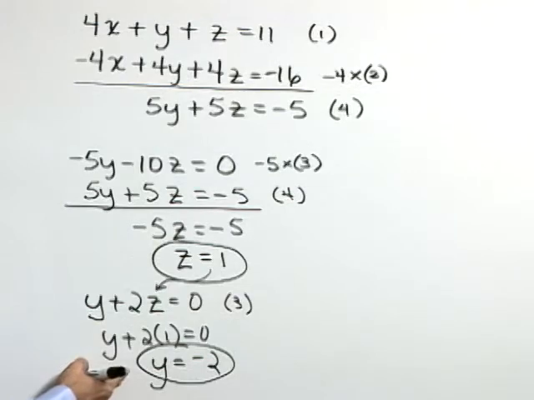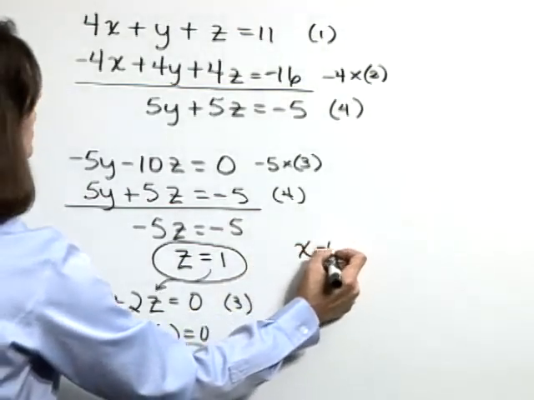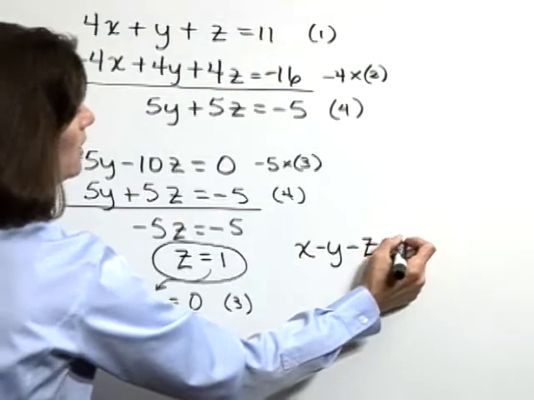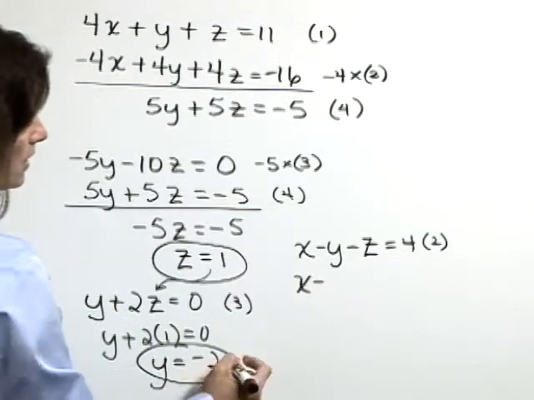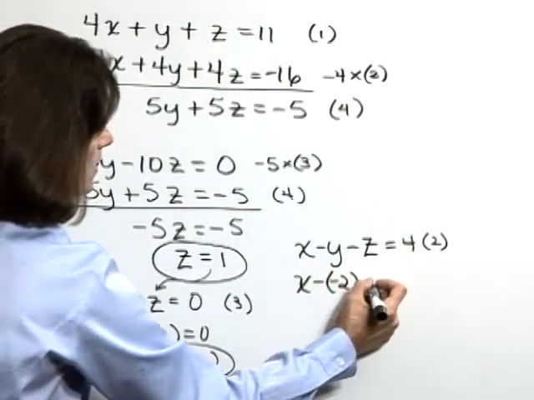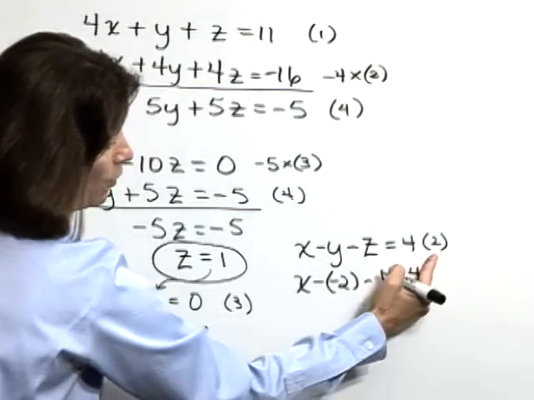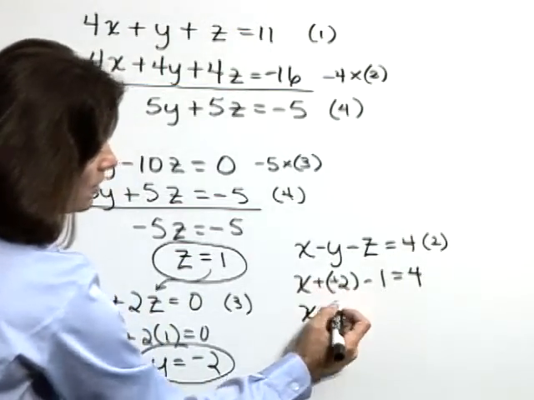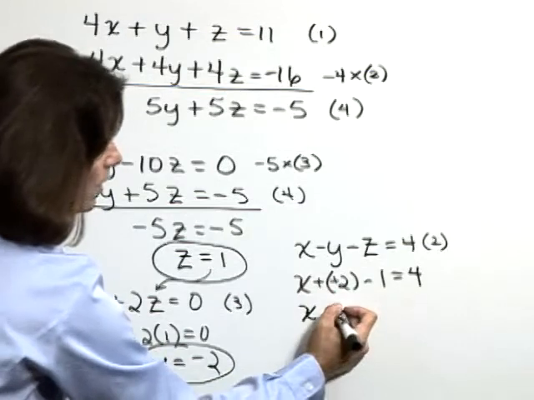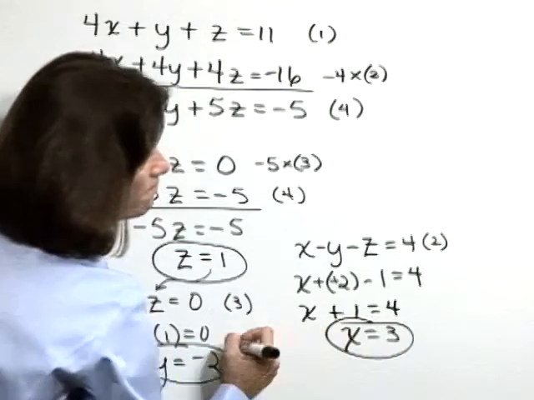I'm going to choose equation 2 to do that. Equation 2 reads as x minus y minus z is equal to 4. So this becomes x minus, in place of y, put negative 2. In place of z, put the number 1, and that's equal to 4. This was equation number 2. So this becomes an x plus 2 minus 1. That's an x plus 1 is equal to 4, or x is equal to 3.